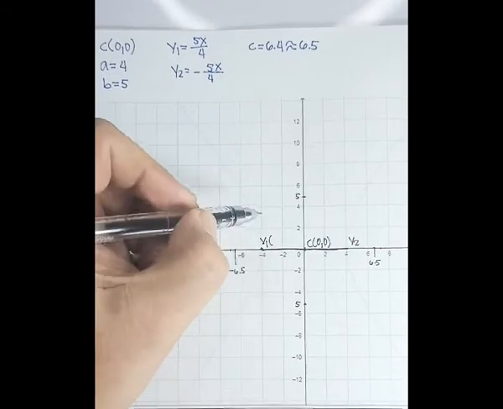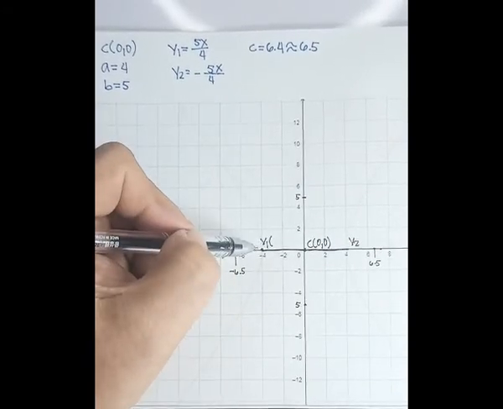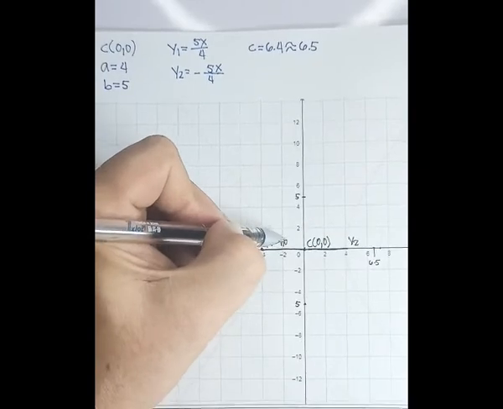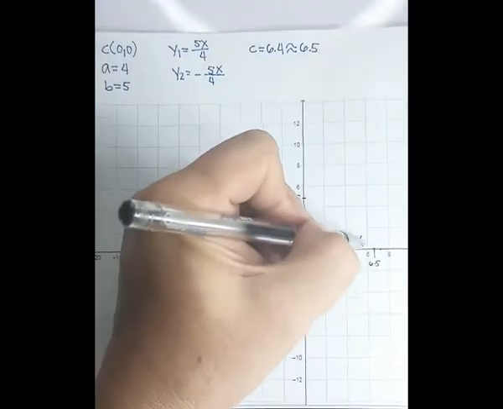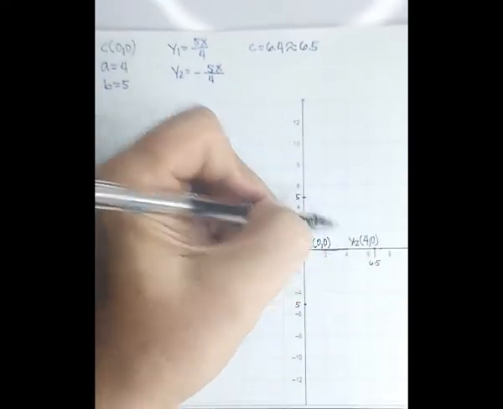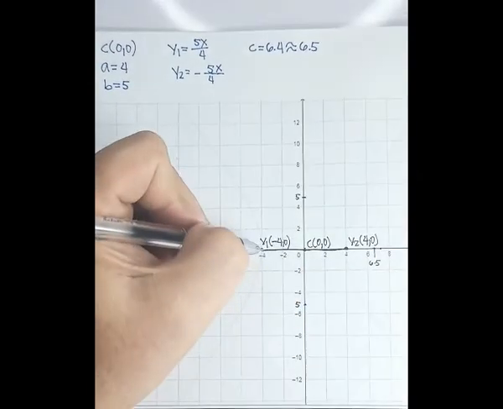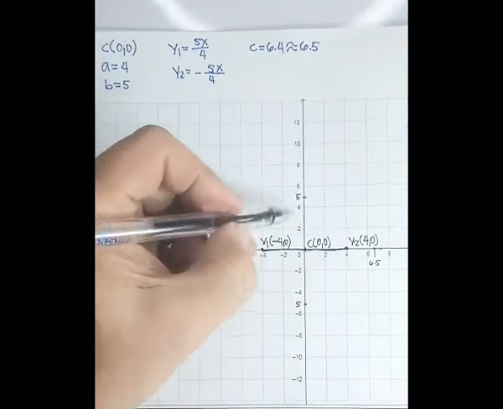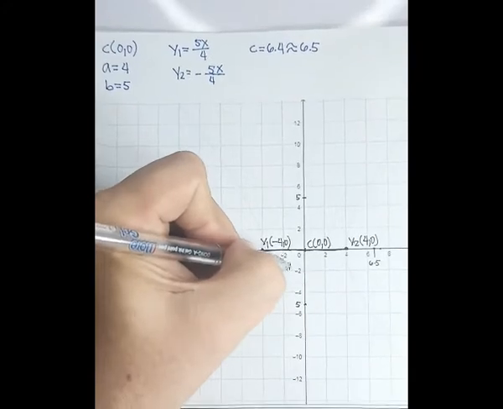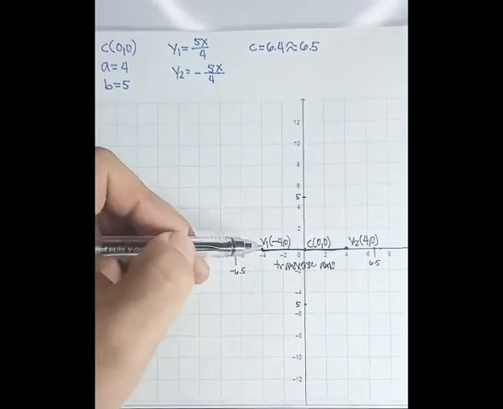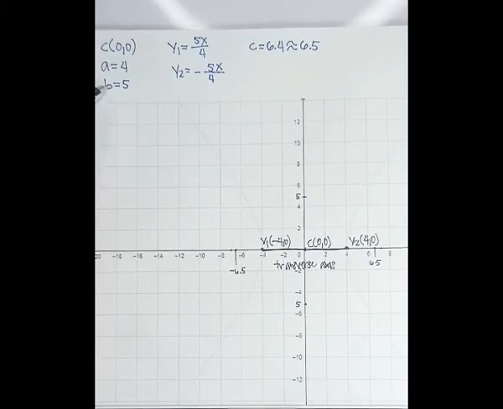So our V1 has the XY coordinates negative 4, 0, and then 4, 0. So this is our V2 and V1. The line that connects V1 and V2 is what we call the transverse axis. And then our B equals 5 helps us locate our conjugate axis.